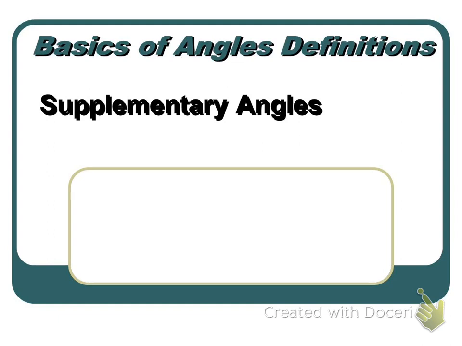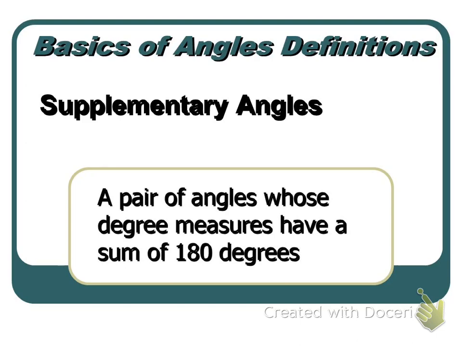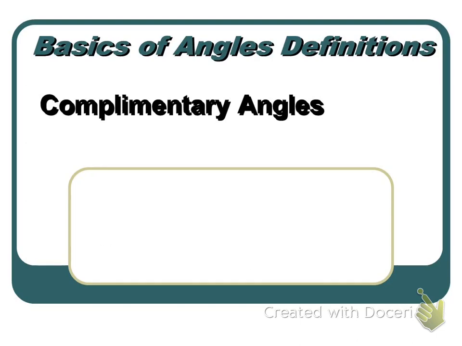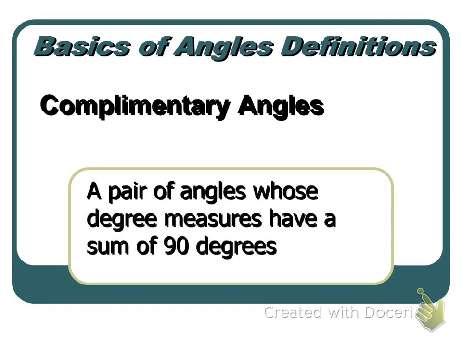Now, supplementary angles are what? Who remembers the definition? Two angles whose sum is 180 degrees. That's exactly right. This concept is going to be important for us in trigonometry. What's the other special angle pair? Complementary angles, correct? From geometry, complementary angles are a pair of angles whose degree measures have a sum of 90 degrees. This concept is going to be extremely important in trigonometry.